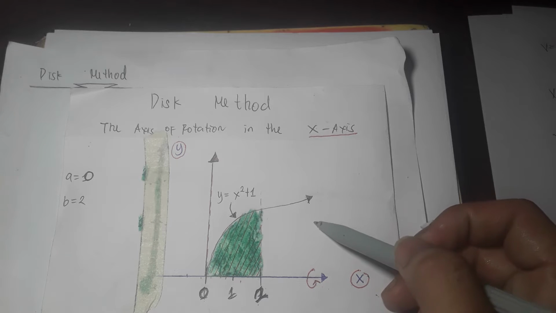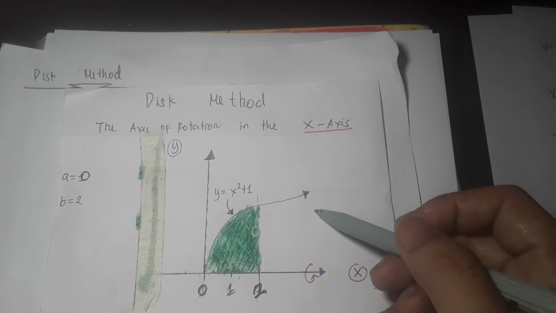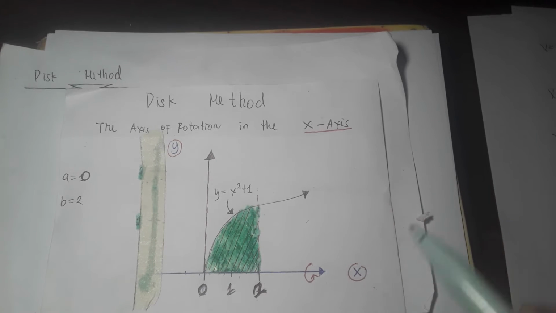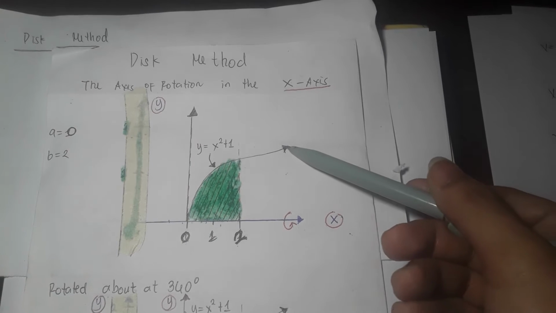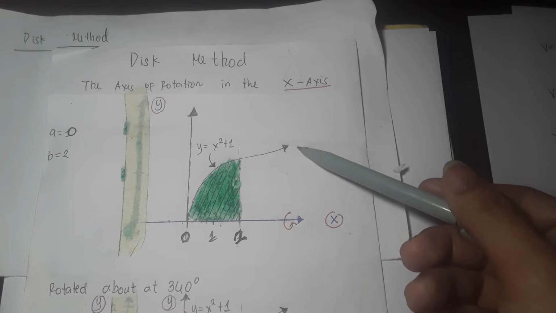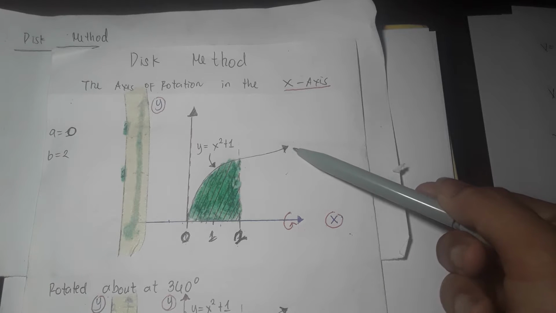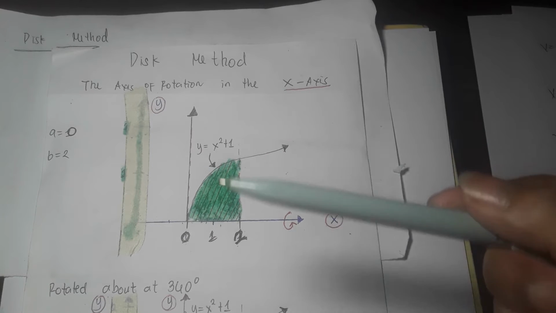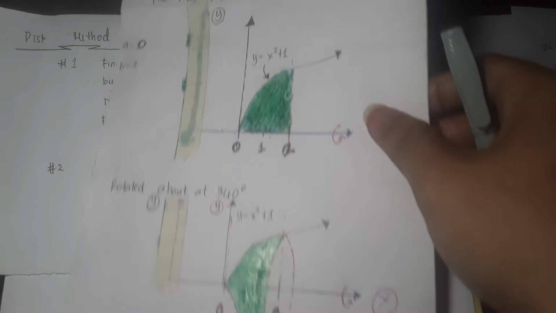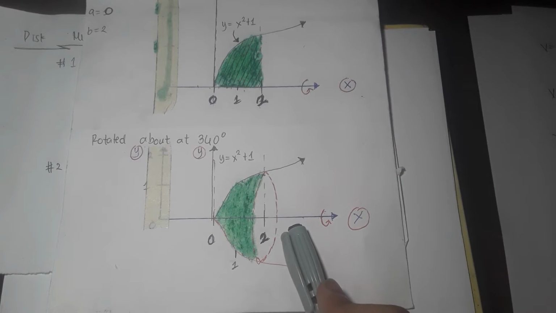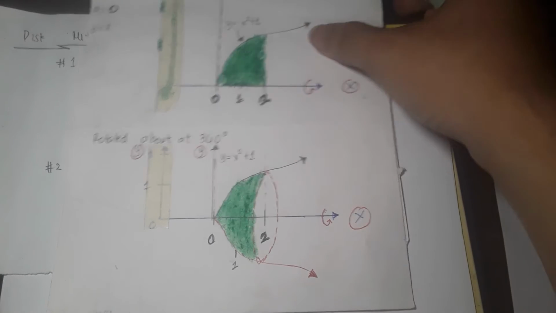Why is the radius important? Because the radius is important in order to get the volume of the three-dimensional figure. So for now, we are going to rotate this one along the x-axis, about 360 degrees. So we can now form a 3D, or three-dimensional, figure with the interval of 0 to 2.